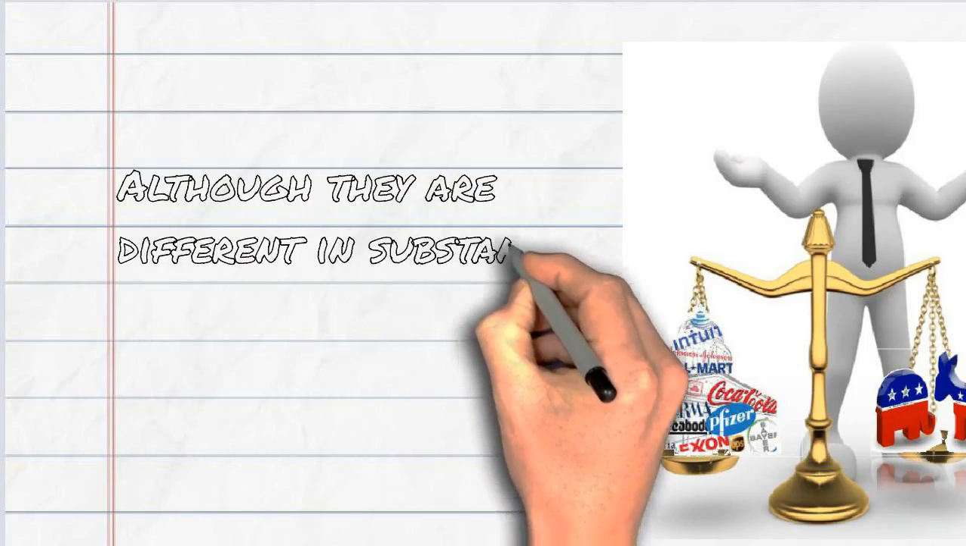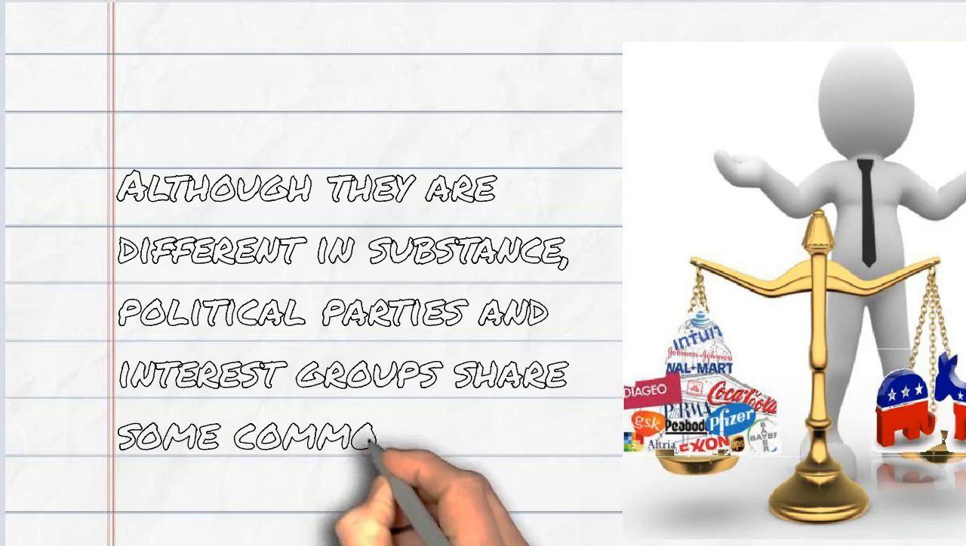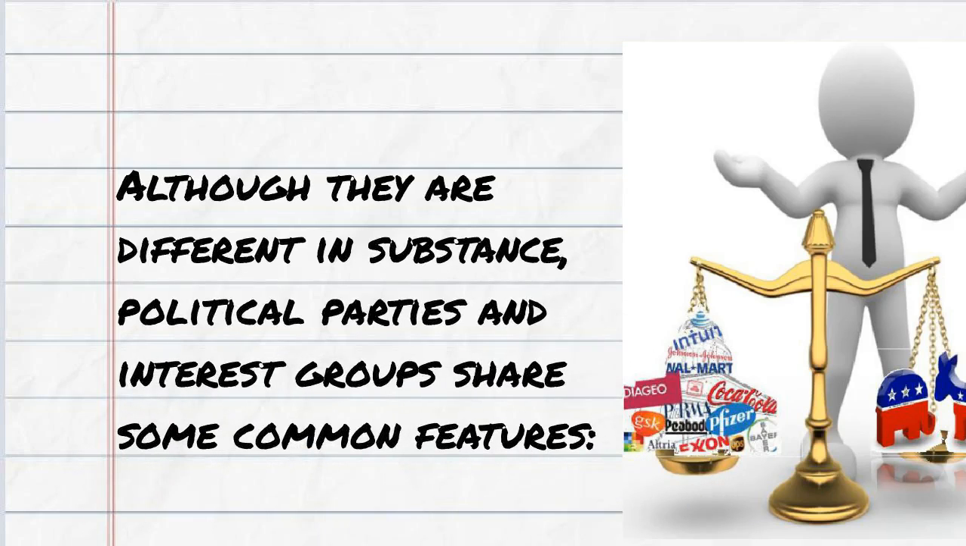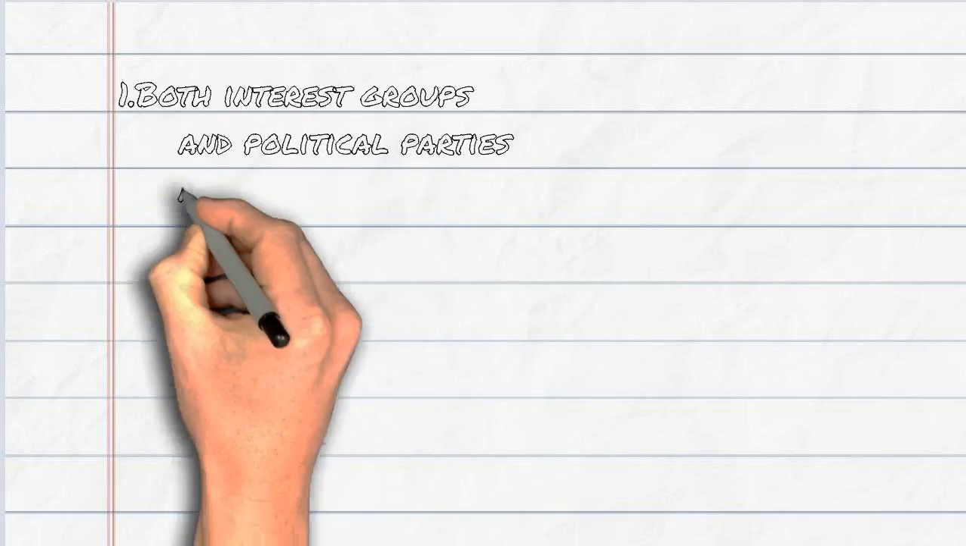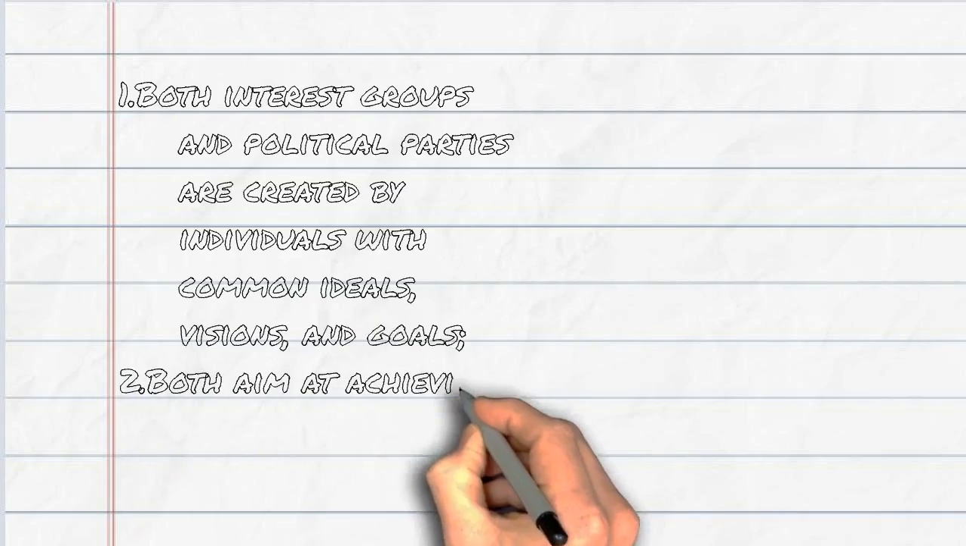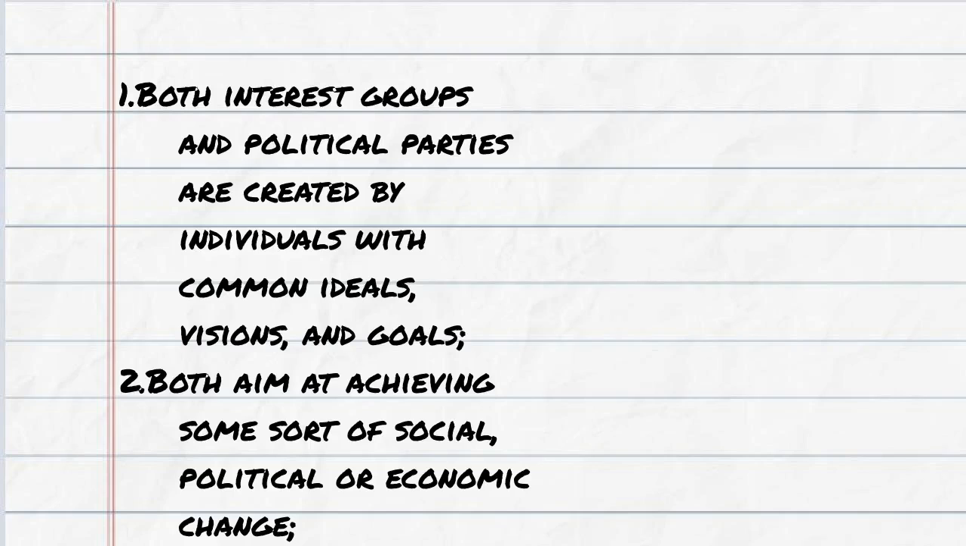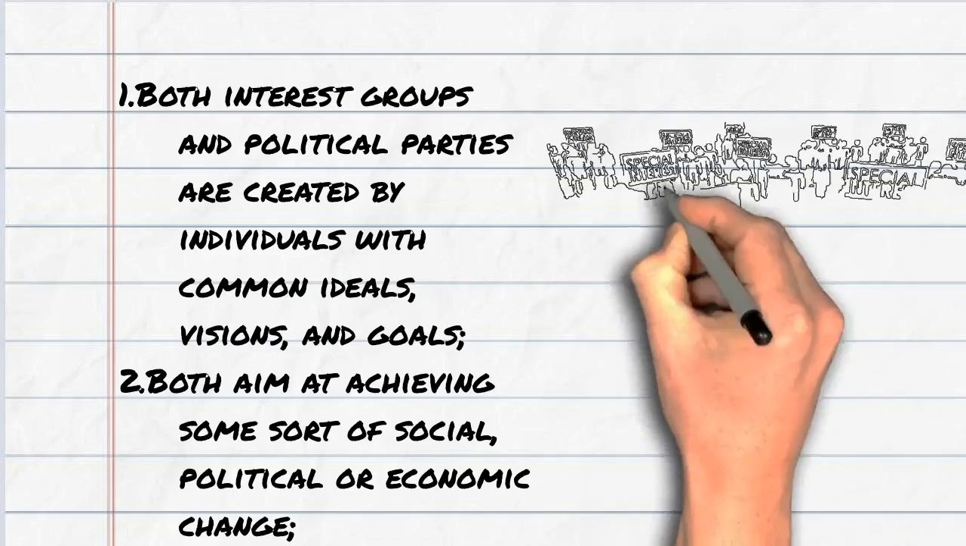Although they're different in substance, political parties and interest groups share some common features. First, both interest groups and political parties are created by individuals with common ideals, visions, and goals. Second, both aim to achieve some sort of social, political, or economic change.